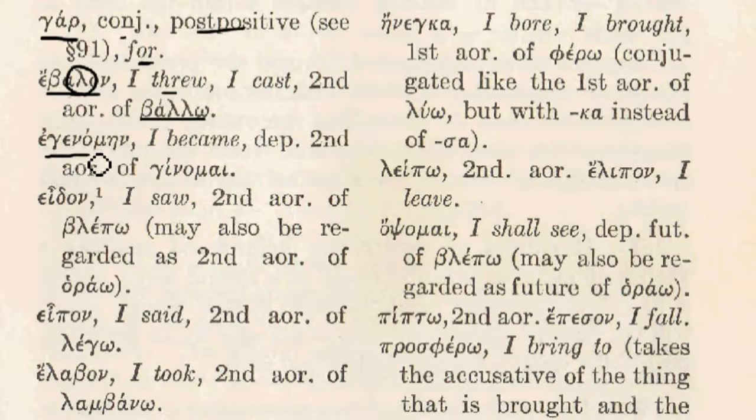Here we have the word egenomein. We've had genomai, I become. We've had the future of it, genesomai, I will become. And here we have the aorist, which notice once again is a second aorist because we have the gen, which is the second aorist stem. The augment is here. Notice that the ending is not the first aorist ending. It has an omicron, which is actually what we found when we were dealing with the imperfect. So it's egenomein, which means I became.